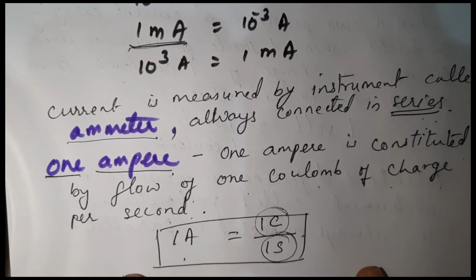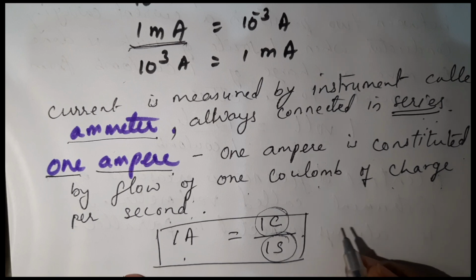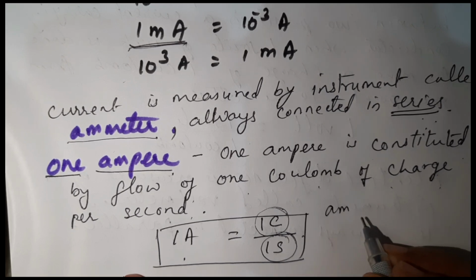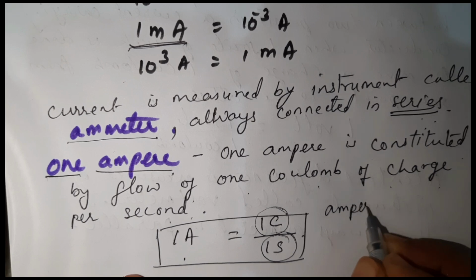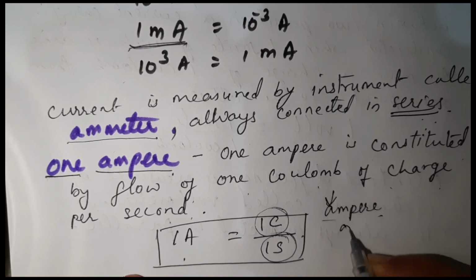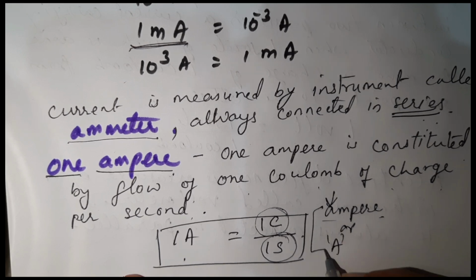The next important thing you can remember: when you write the unit in words, we use the spelling of ampere with a small letter, and when we write it as a symbol, capital A is to be taken. So keep in mind this is also an important point.